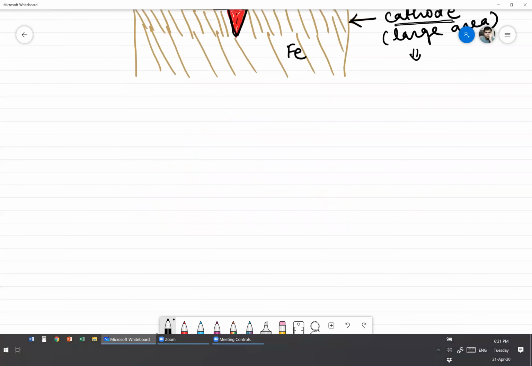All right, now we will have a look at the factors affecting the rate of corrosion.